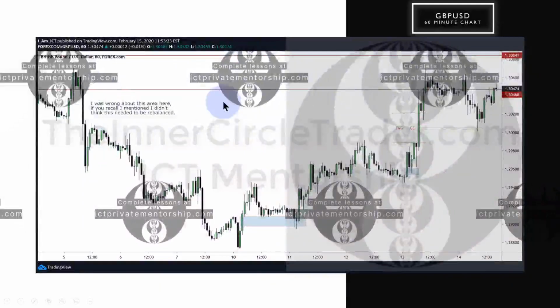I just remember talking about this area here, and if I didn't say it in the video, just know that I did say it to my son. That I didn't think this area was going to need to be rebalanced, and it just rammed right up into it. So whether I said it to you guys or to my son, I know I'm wrong there. So I'm not always right.